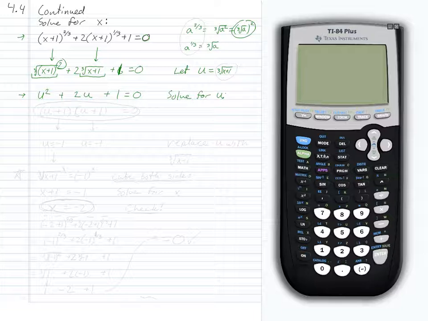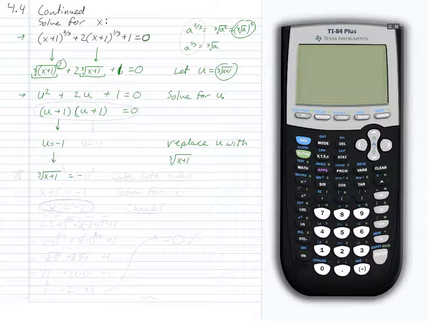Okay. In fact, factoring this is really nice. This is a perfect square trinomial, so we see this factors as u plus 1, u plus 1 again. So we see the only possibility is that u equals -1. Well, now we replace u with what it was standing in for, the cube root of x plus 1. So it turns out that the cube root of x plus 1 is actually equal to -1.